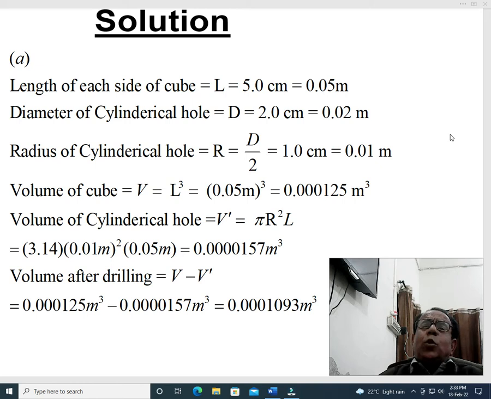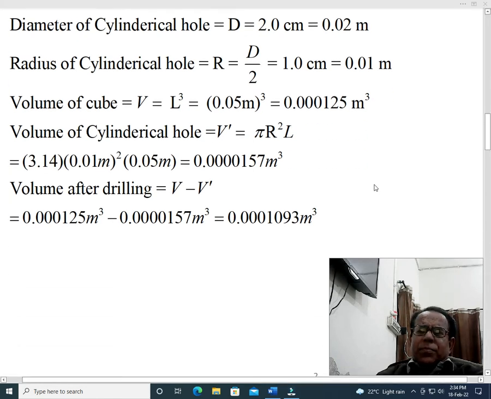Dear students, this value, 0.000125, can be written in several different forms as per our choice, but it is not very important. We can write it as 0.125 into 10 raised to the power of minus 3 meter cube. Similarly, we can write it as 1.25 into 10 raised to the power minus 4, or 12.5 into 10 raised to the power minus 5 meter cube, or 125 into 10 raised to the power minus 6 meter cube. Okay, we do not go into further less important detail.